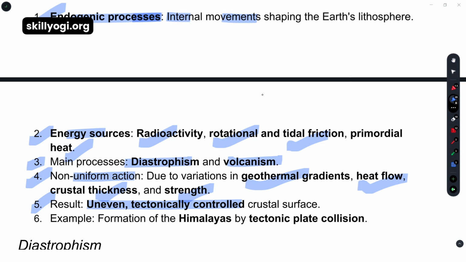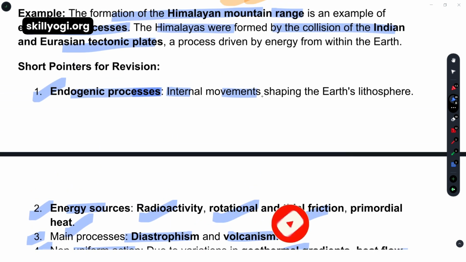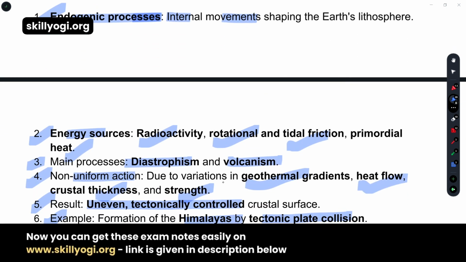In the example, we can say it is the formation of the Himalaya mountain by tectonic plate collision. Which tectonic plates? Indian and Eurasian. That you all have to remember.